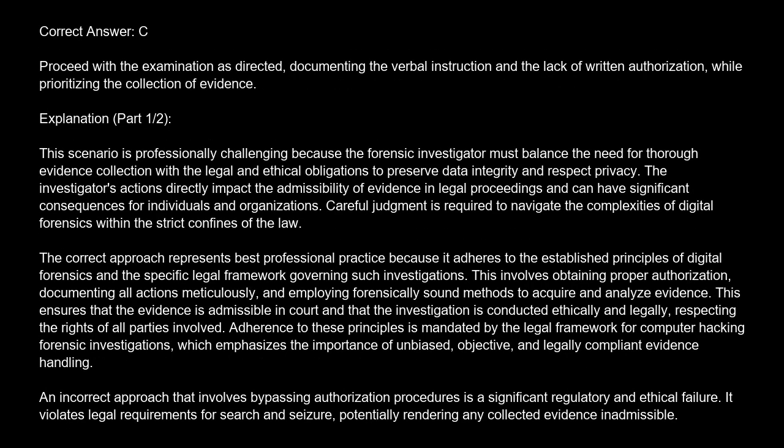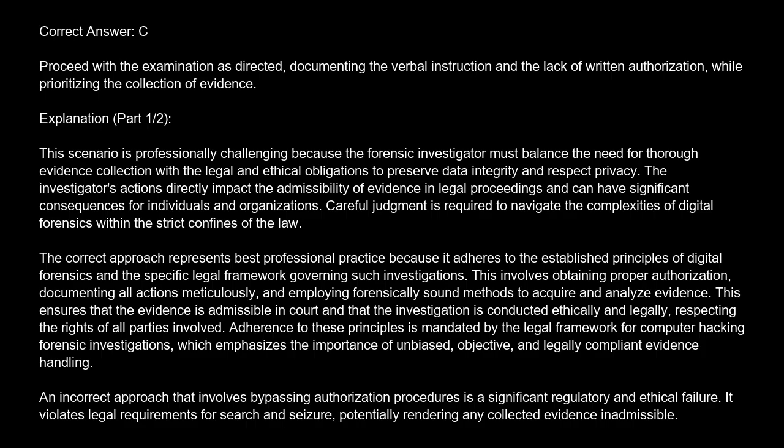Correct answer is C. Proceed with the examination as directed, documenting the verbal instruction and the lack of written authorization, while prioritizing the collection of evidence. Explanation. This scenario is professionally challenging because the forensic investigator must balance the need for thorough evidence collection with the legal and ethical obligations to preserve data integrity and respect privacy.